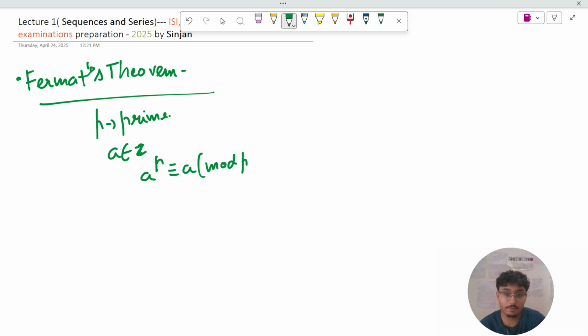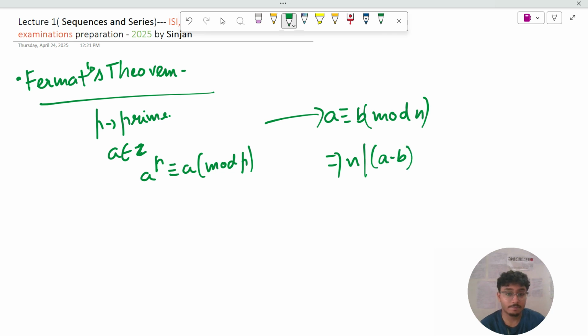Now, as I have already told you the concept of congruence, I am just revising it once more. A congruent to B mod n basically means n divides A minus B. So this is the result: A to the power P is congruent to A mod P, that is, P divides A to the power P minus A, conditioned that P is a prime.